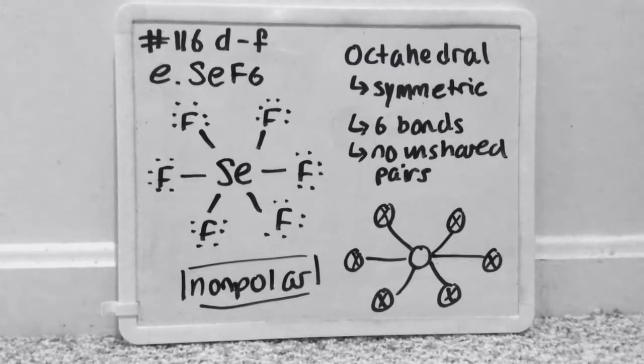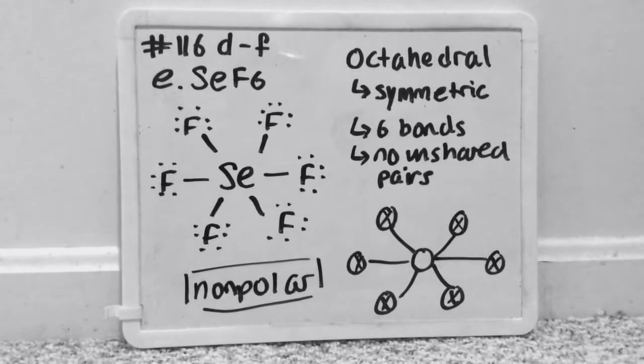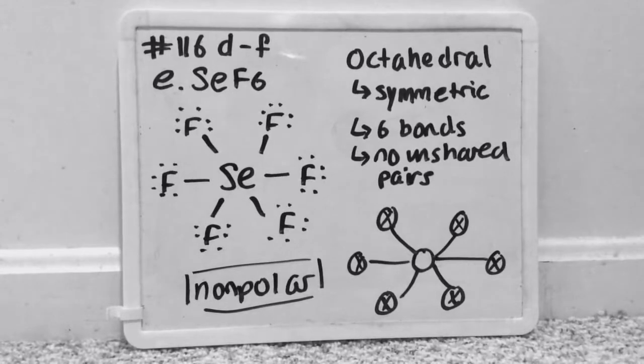SeF6 is octahedral, which is a symmetric molecular shape, and one that has no lone pairs of electrons. Therefore, the compound is nonpolar.